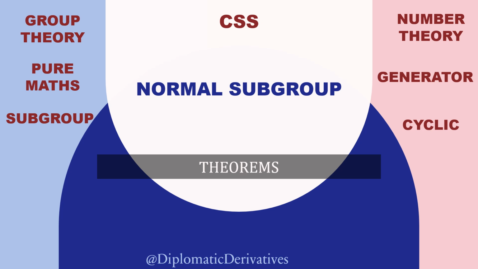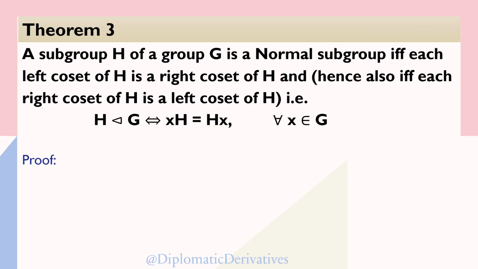So in this video we start with theorem number 3. So let's see what the next theorem is. A subgroup H of a group G is a normal subgroup if and only if each left coset of H is a right coset of H, and hence also if and only if each right coset of H is a left coset of H, which is the basic definition of a normal subgroup. When H is a normal subgroup of G, then the left coset has to be equal to the right coset.